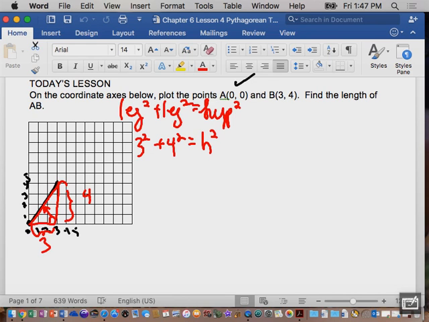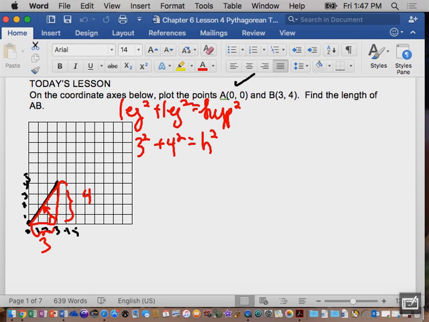Why do you think I used h? Because it was hypotenuse. What do we call that length? Well, what do I call the length that goes from here to here in the right triangle? The hypotenuse. That's why I used h.